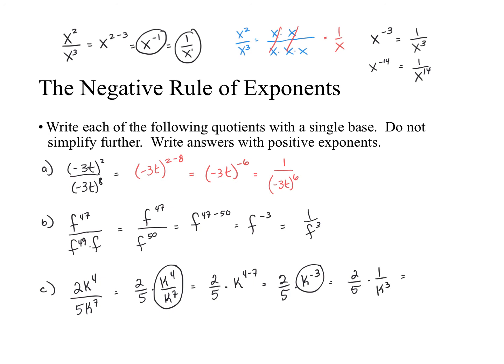So then let's multiply the numerator. 2 times 1 is 2, and the denominator, 5 times k to the third, is just 5 times k to the third. So there you have it.